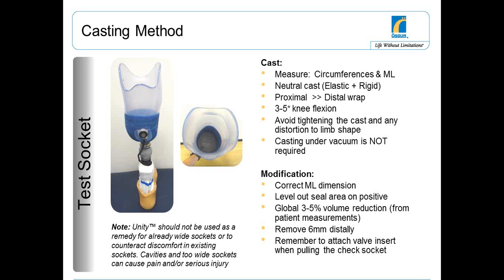You'll find that if you don't take that 6 millimeters off distally, you get people with an incessant pulling sensation that's really irritating, and they feel they've got to take the leg off. It might not happen your first day. It may happen a couple days afterwards. So you have to be careful and make sure you remove the material distally. And last but not least, remember to attach the valve insert before you pull your check socket, or more particularly your definitive, so you can avoid leaks between inside the socket to out.